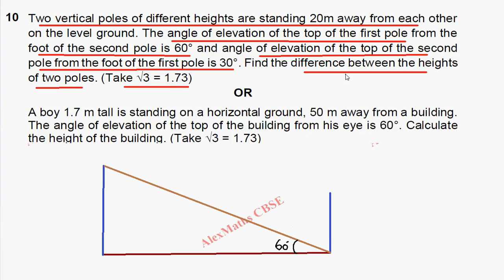In the same way, the angle of elevation of the top of the second pole from the foot of the first pole is 30 degree. So we mark like this. This is 30 degree. And these two poles are 20 meter away from each other. This is our distance 20. Let this be AB is the first pole and CD is the second pole. Now we have to find the difference between the height of the two poles. If I find the height, then I can take the difference.